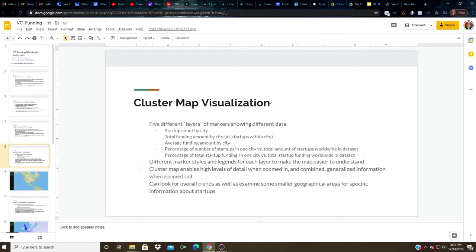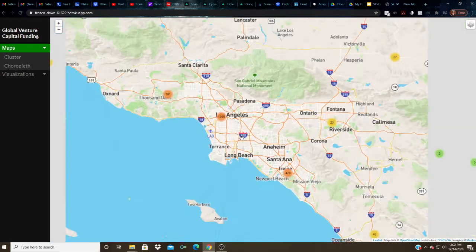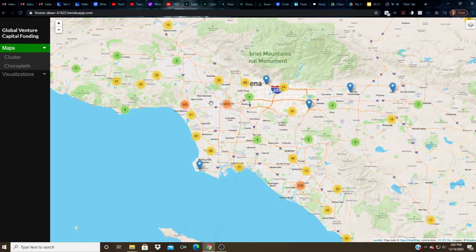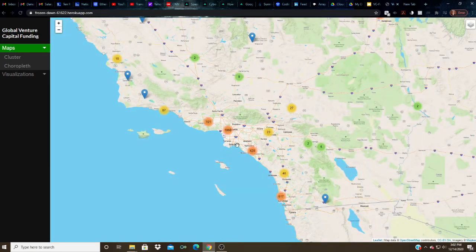we did start with the cluster map. It has 5 different layers of markers that show different data. The first layer shows startup count by city. So we can go to the app right now. You click on maps and then cluster map. It takes a second to load, and then you can see that there are numbers and colors and circles, and as you zoom in, they spread out, and if you zoom out, they group together. So that's what a cluster map is.